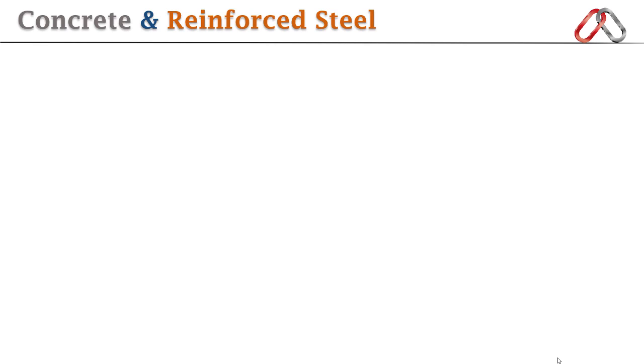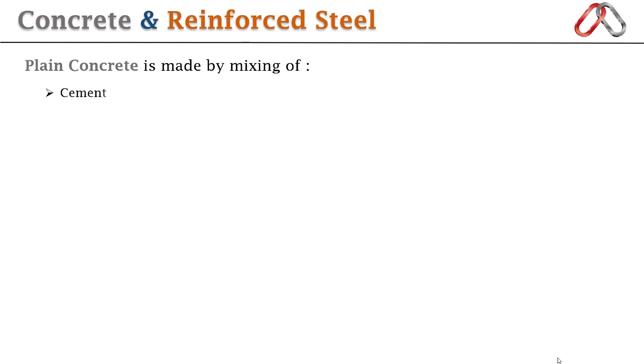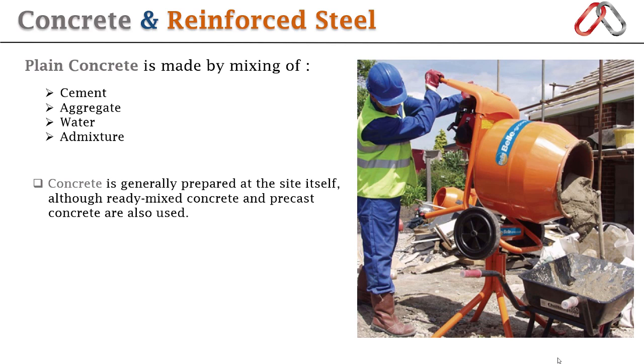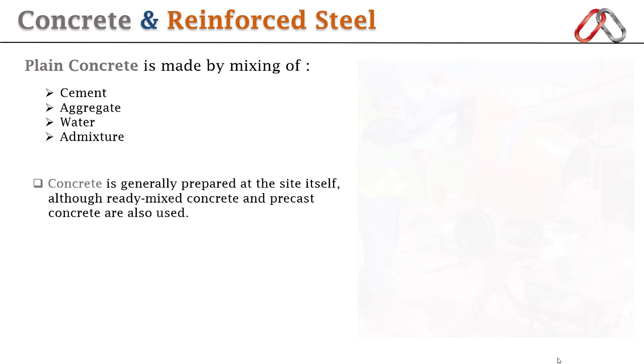As I have already told you, the main material we use in construction is concrete and steel. Now I am going to discuss some basic introduction of concrete and steel. We know that plain concrete is made by mixing of cement, aggregate, water and admixture. Concrete is generally prepared at site itself, although ready-mix concrete and precast concrete are also used.